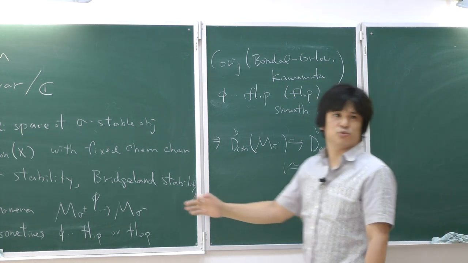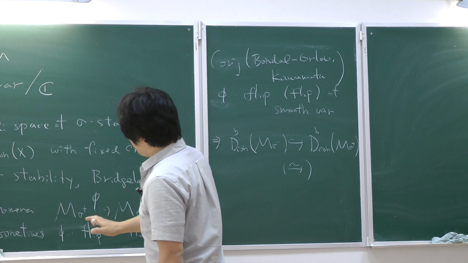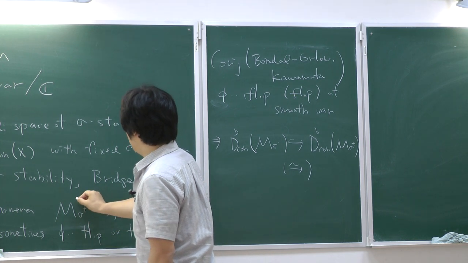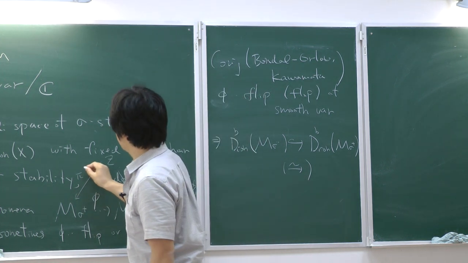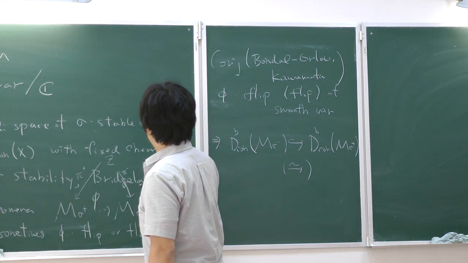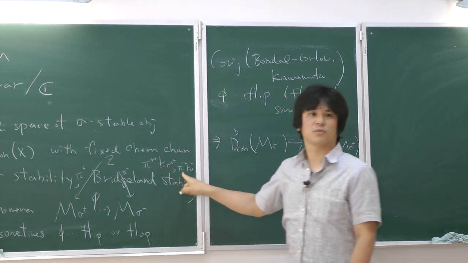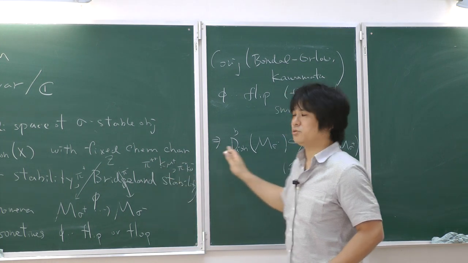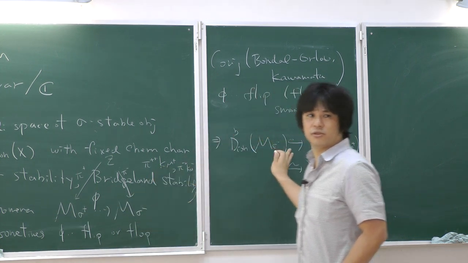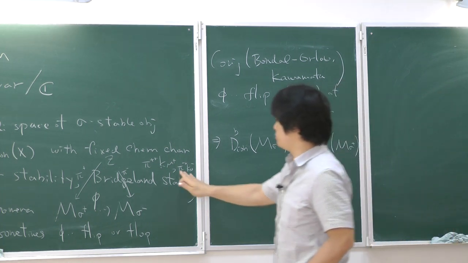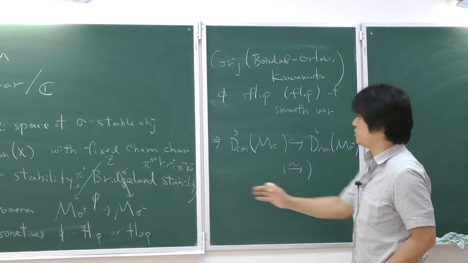Do you want to know the precise definition of flip or flop? Yes, I think this conjecture can be more generalized in the case that I have a common resolution of this birational map. Then let's assume that this condition holds. If this is a flip, then this condition is satisfied. So this conjecture can be generalized: if I have two birational maps satisfying this inequality, then this condition should hold. And the flip case is just the equality. But this is a more general case of the flip or flop.